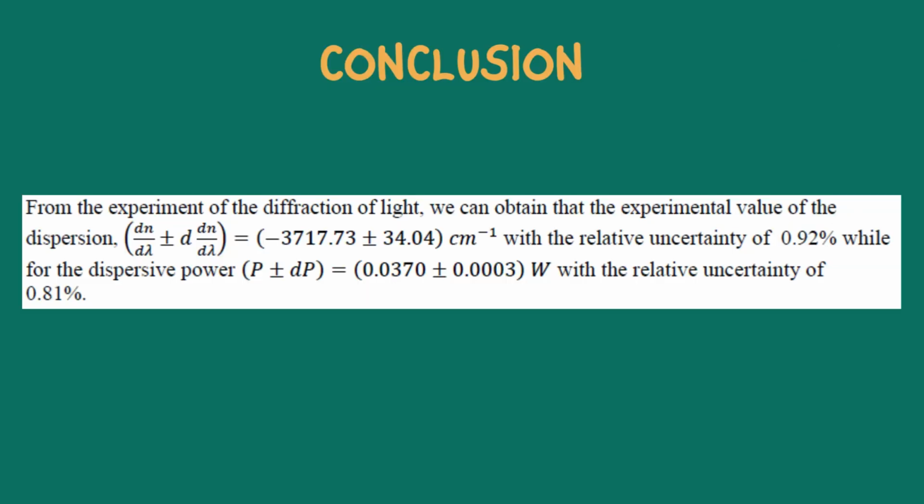In this experiment, I obtained that the experimental value of the dispersion is equal to negative 3717.73 plus minus 34.04 cm to the power of negative 1, with a relative uncertainty of 0.92%, while the dispersive power is equal to 0.0370 plus minus 0.0003, with a relative uncertainty of 0.81%.